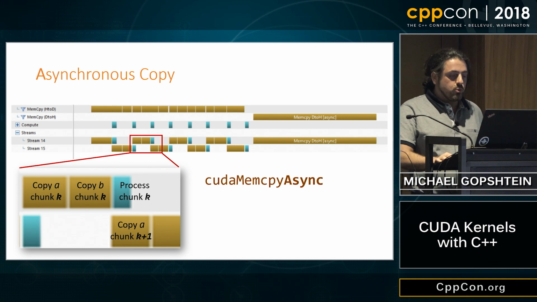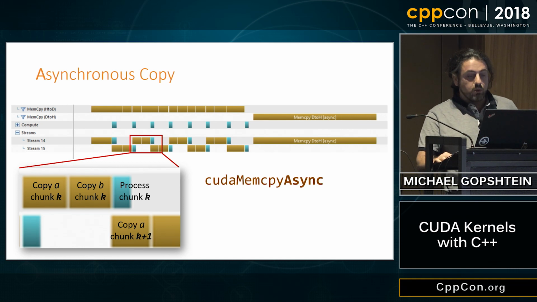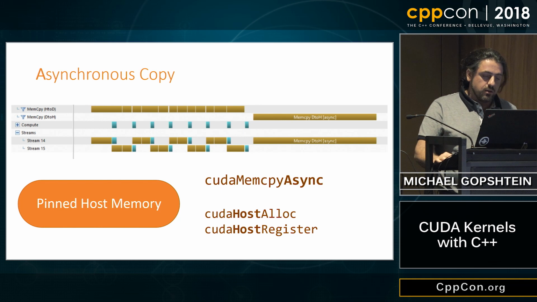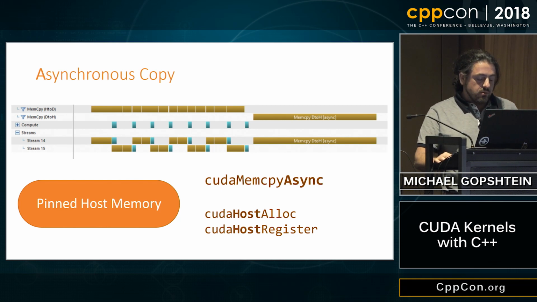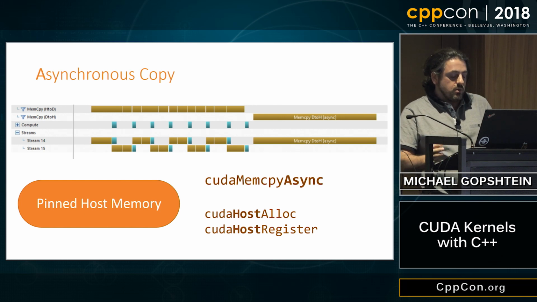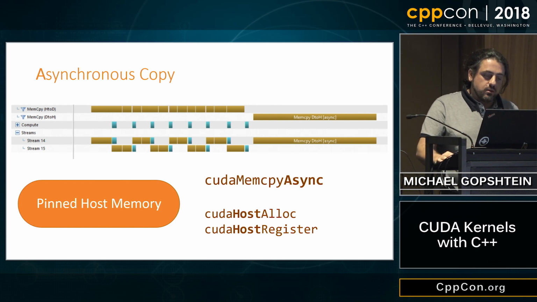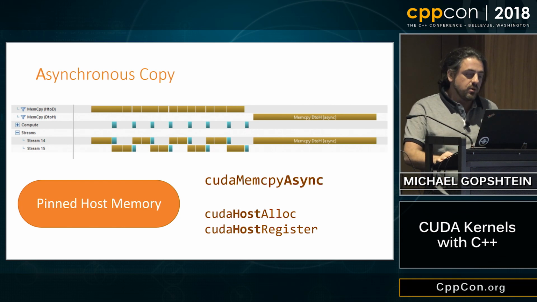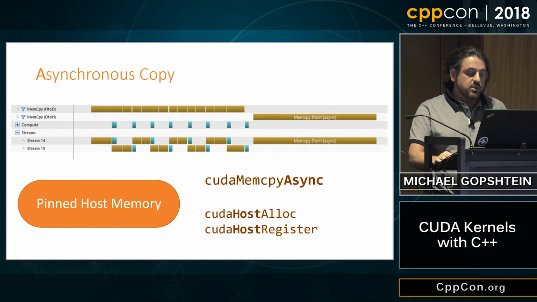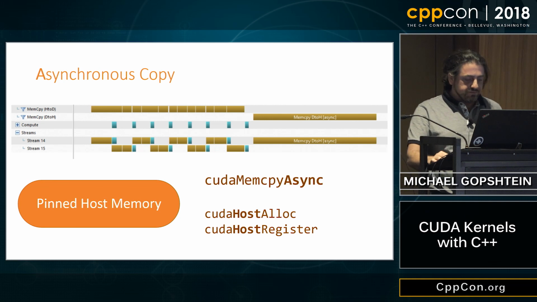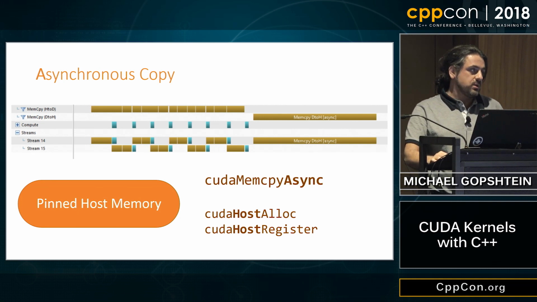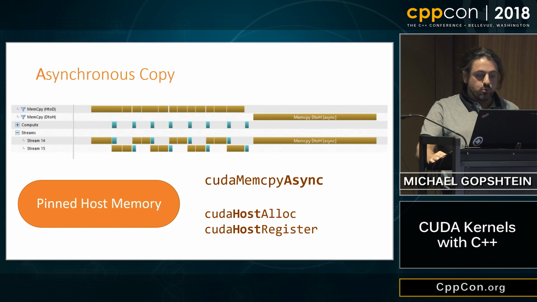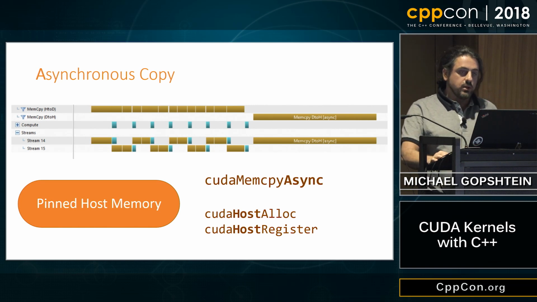And for that, we would need to use a CUDA memcopy async. And the important note, it requires the memory on the host to be pinned memory. And it also makes sense, as the copy operation is asynchronous, and it needs to make sure that the memory is not swapped out from the active memory. And we can pin the memory either with CUDA host alloc, which basically would allocate the memory on the CPU as pinned memory, or we can take an existing memory and pin it with CUDA host register.